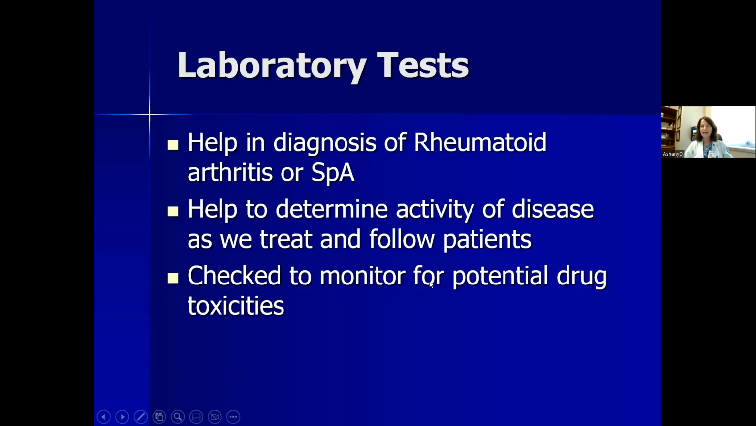So why do we send laboratory results? There are a couple of reasons. One, sometimes it helps us in the diagnosis of rheumatoid arthritis or spondyloarthritis. They can also help us to determine how active a disease is, because that can help us make determinations about treatment. Also, we have to check labs because of the potential toxicities of some of our medications. And so there's usually a certain schedule that we follow depending on the medication to make sure that everybody is safe.